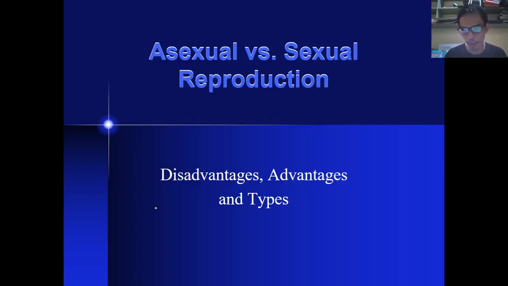Alright, hello everyone. So here we are again in another biological concept video. In this video we are going to discuss the two types of reproduction: sexual and asexual reproduction. In this particular session, we will discuss the advantages and disadvantages of each type of reproduction. Okay, so with that, let's start.